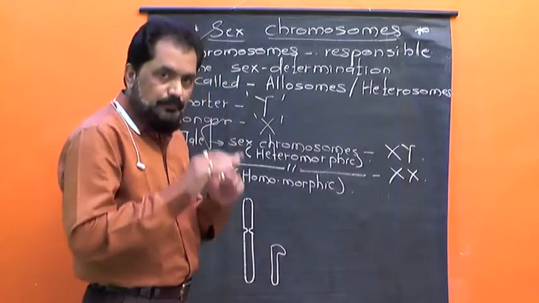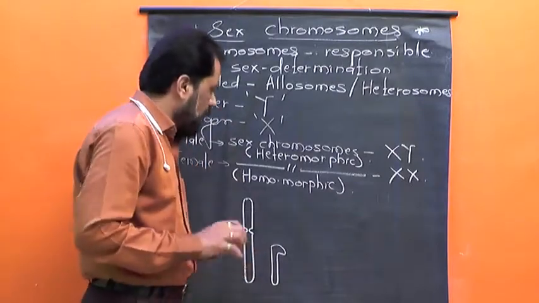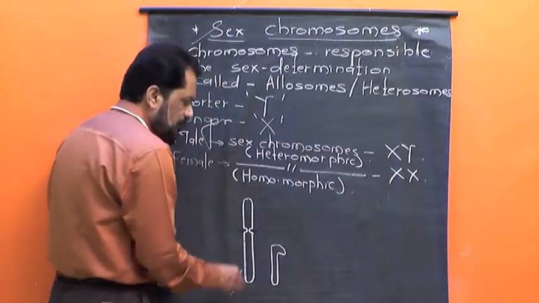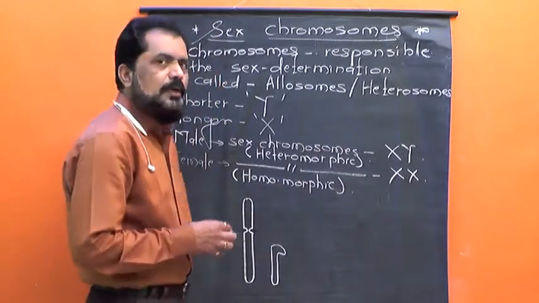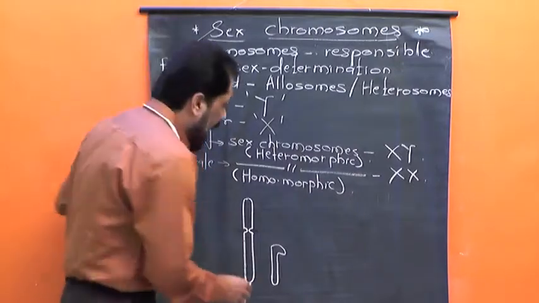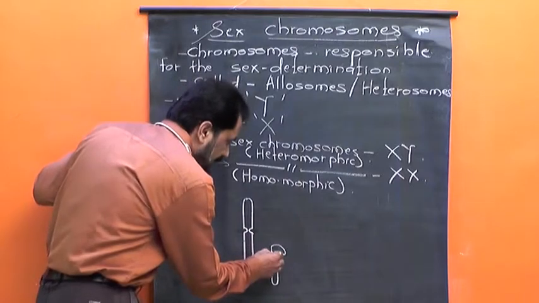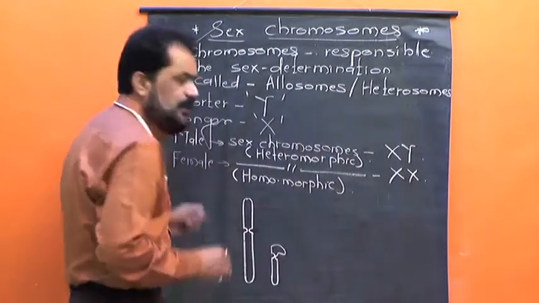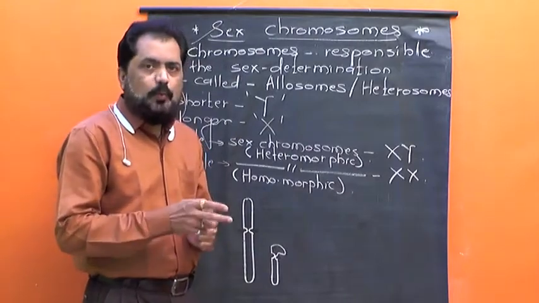But in human beings, the Y chromosome is straight, and this Y chromosome has a length of about 2 to 2.5 micron, and it is acrocentric. Acrocentric means the centromere is present near one end.